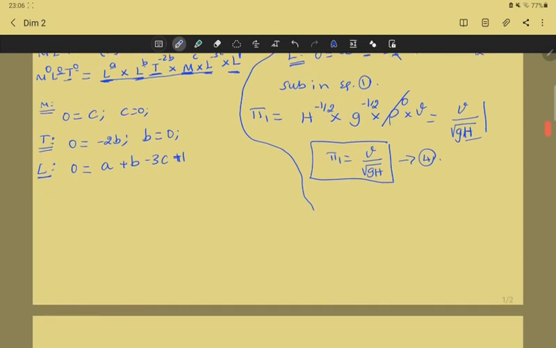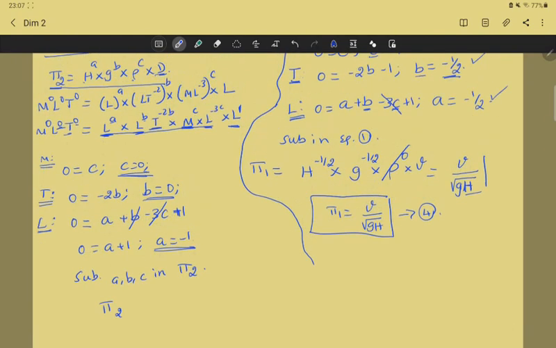So we already know the value of b and c. This is 0, this is also 0, so 0 equals a plus 1. So we can write a equals -1. So we have found the values of a, b and c. So all that we have to do is substitute a, b, c in pi 2.